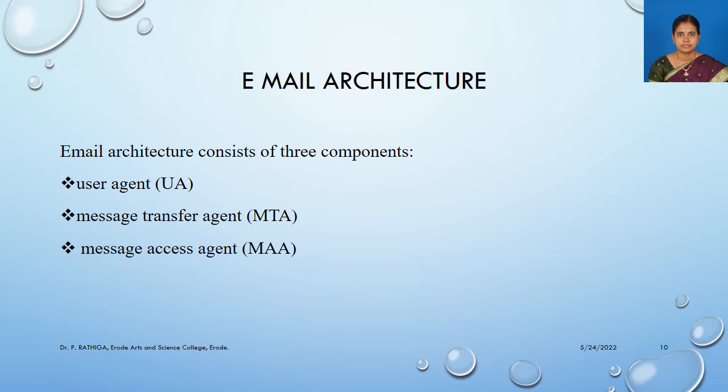The third component is message access agent, MAA. In the first and second stage of email delivery, we make use of SMTP. SMTP is basically a push protocol. The third stage of mail delivery mainly needs a pull protocol, and in this stage, the message access agent is used. The two protocols used to access messages are POP and IMAP.